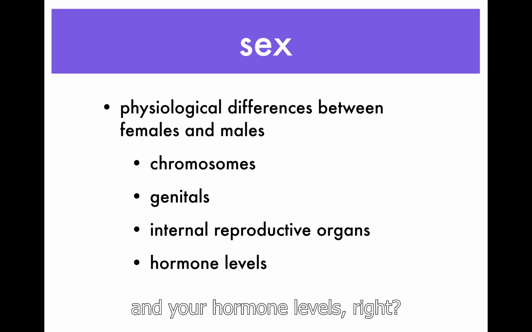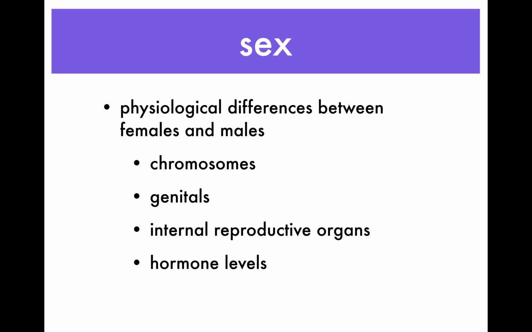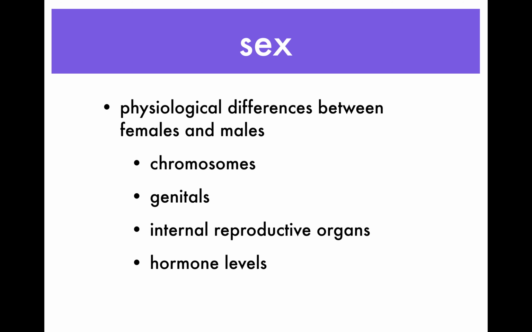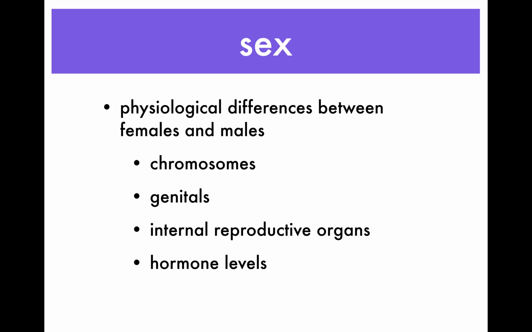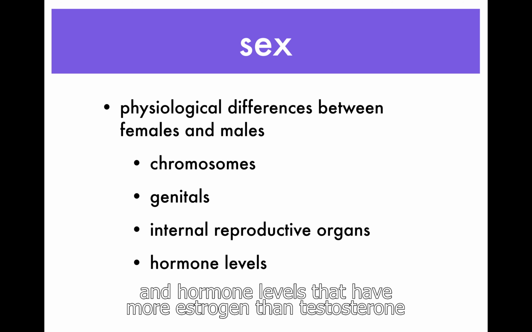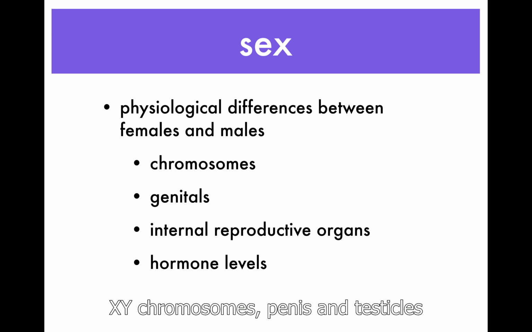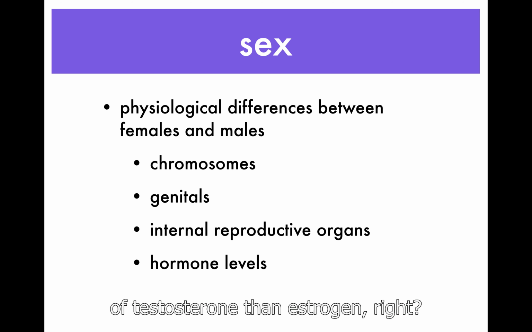and your hormone levels. We like to pretend that there are two very different bodies, one of which has an XX chromosome, vulva and a vagina and a clitoris, and uterus and ovaries, and hormone levels that have more estrogen than testosterone. And the other body is the opposite: XY chromosomes, penis and testicles, and hormone levels that have higher levels on average of testosterone than estrogen.